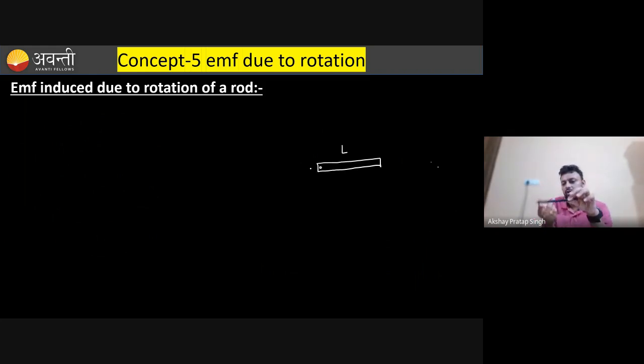So this rod is now rotated with some velocity, and let's suppose there is a magnetic field B going into the plane of the paper. Clear? And this rod is given some angular velocity omega. So this rod will move almost in a circular path.